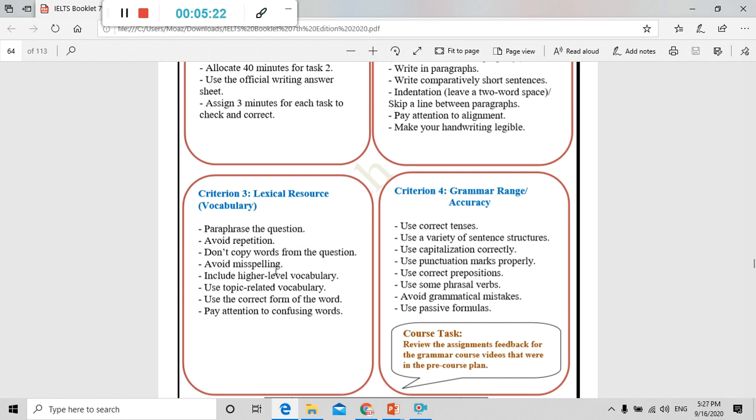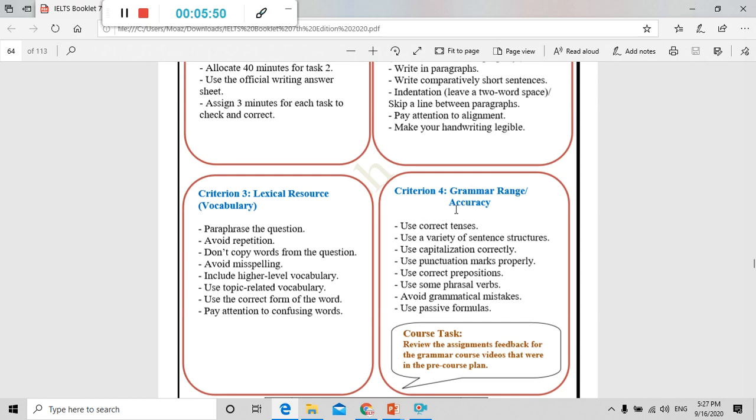Avoid misspelling. You have to be careful about your spelling and practice spelling as you can. Include higher level vocabulary. Use topic related vocabulary. It's clear, I think. Use the correct form of the word. So you need to improve yourself in grammar. Pay attention to confusing words.